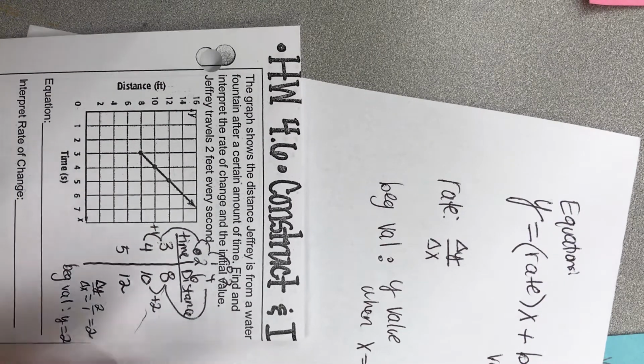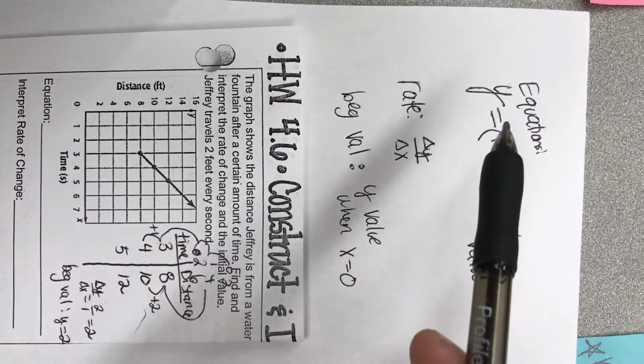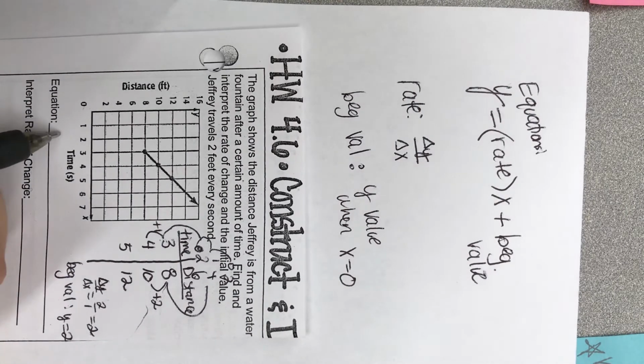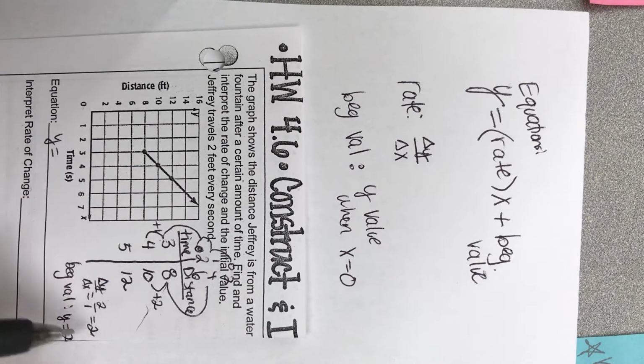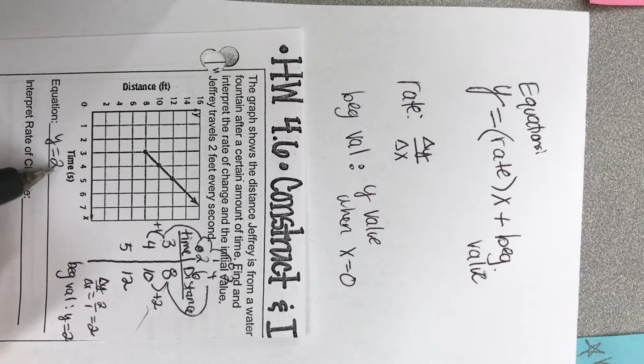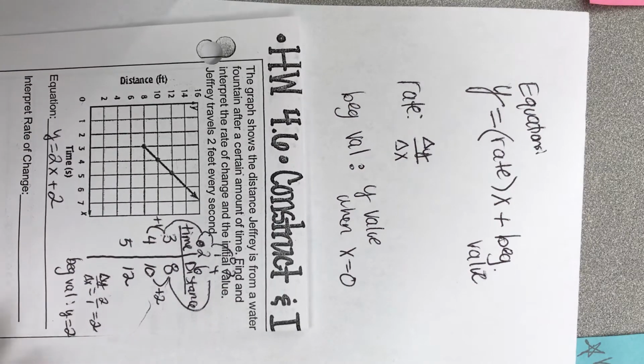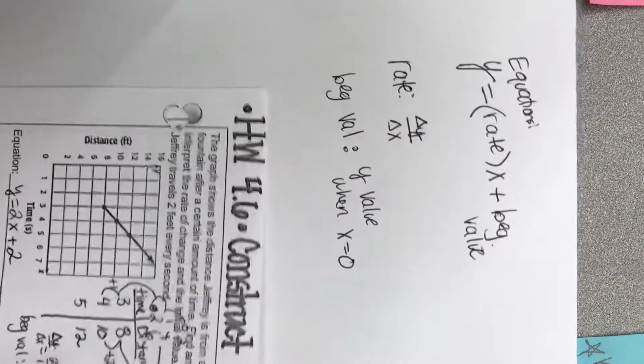So now you go to your equation. y equals my rate, x plus my beginning value. So we have y equals my rate, which is 2, x plus my beginning value, which was also 2. From there, we want to interpret the rate of change.